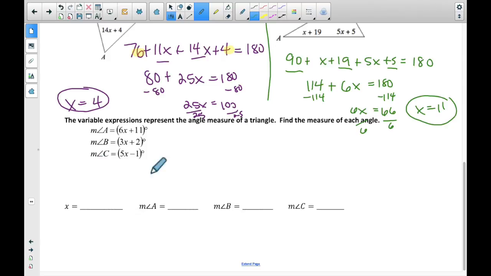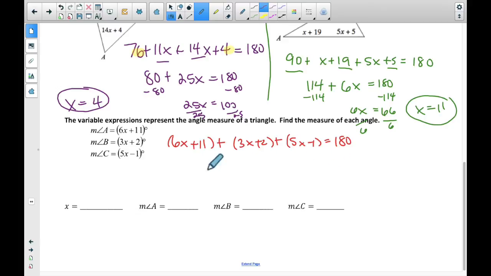The only thing new about this one is there's no diagram. But that's okay, we can do it anyway, because what we've learned is if we add all three of them together, they should add up to 180 degrees. So I'm going to do that. I'm going to add these together, set it equal to 180, and now I'm going to solve it.